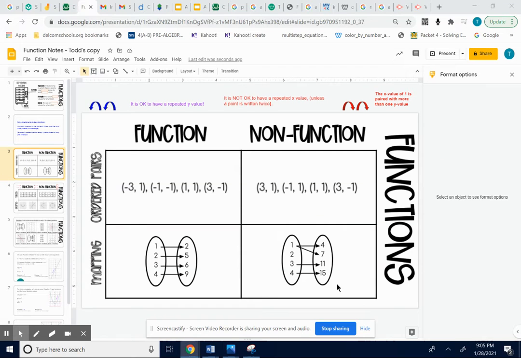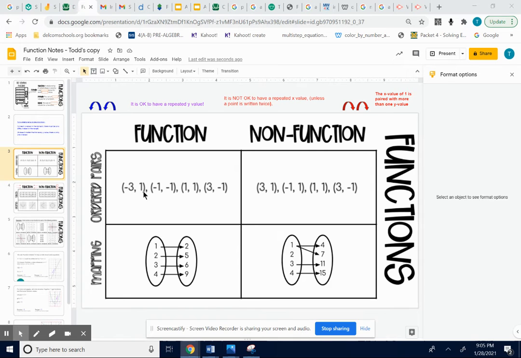Let's look at some examples of functions and non-functions. Let's look at the ordered pairs first. You're going to have some stuff on top of the screen you could drag down; I can maybe explain this better. When you have a set of ordered pairs, ordered pairs are just points. Remember that the first numbers are the x values, and the second numbers are the y values.